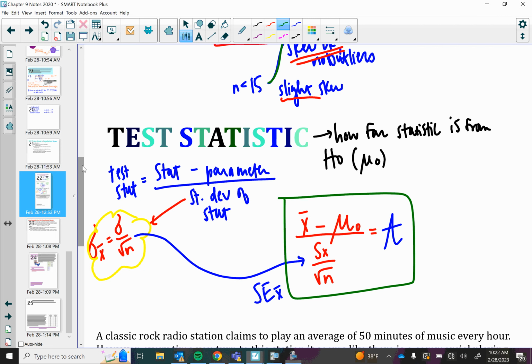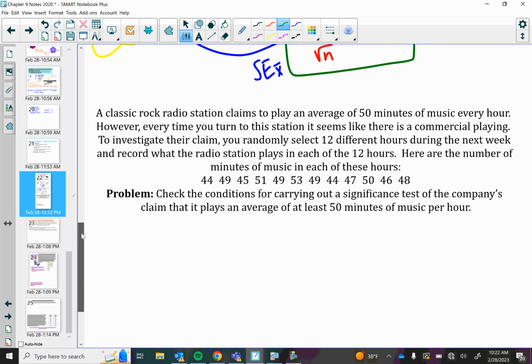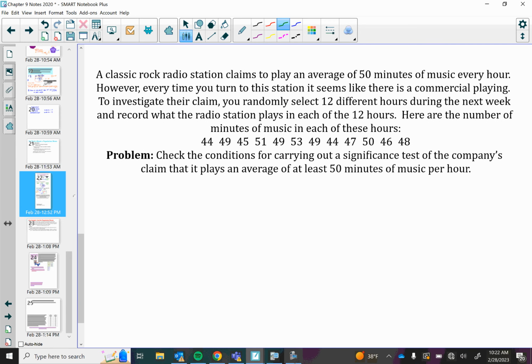We'll do these next two examples. This one is about a classic rock radio station. They claim to play an average of 50 minutes of music every hour. However, every time you turn on the station, it seems like there's a commercial playing. To investigate their claim, you select 12 different hours during the next week and record what the radio station plays in each of these 12 hours. Here are the number of minutes of music in each of these hours. Notice that we are not given our sample mean. We are simply given the sample.